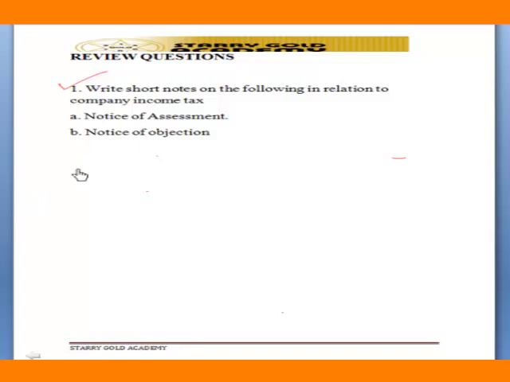I have this question here. Assuming you are confronted with this question, asking you to write short notes on the following in relation to company income tax. How do you approach them? Notice of assessment, notice of objection. Let's take the first one.